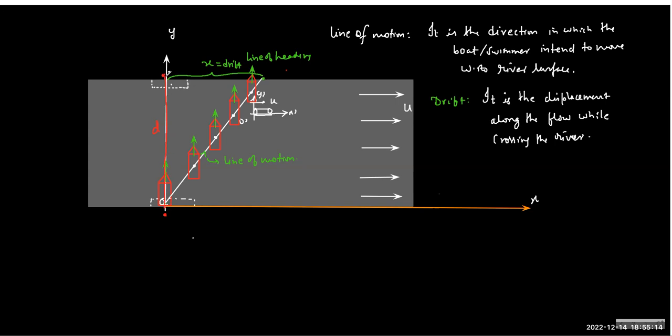So what should be the line of heading? Sir, diagonally left. Very good. See, if I know this is my line of motion, then I have to create the heading this way, because my U will support me this way. So these two will eventually give you the net value this way. Do you realize this?